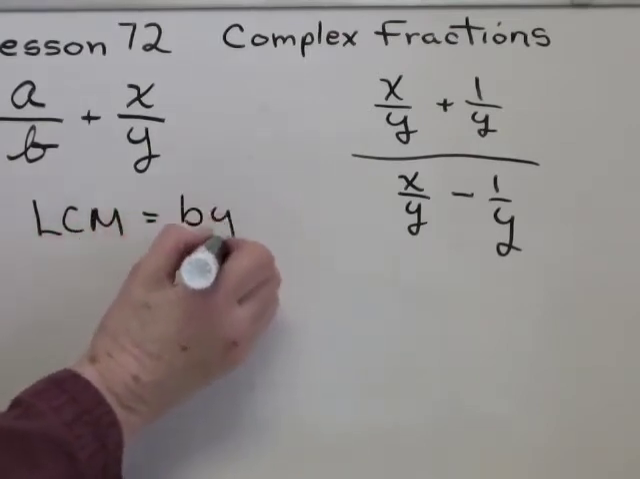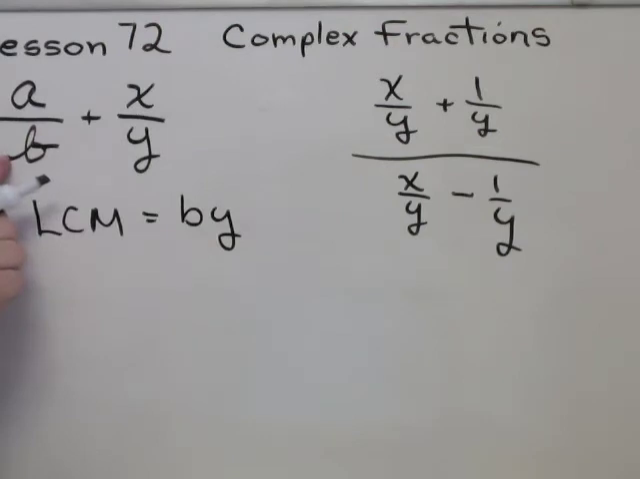So that means I need to get this one to be BY and this one to be BY, and I need to do that by multiplying. So I multiply this by y over y. Y over y is 1, so I multiply the fraction by 1. I'm not changing its value, I'm making it look different.